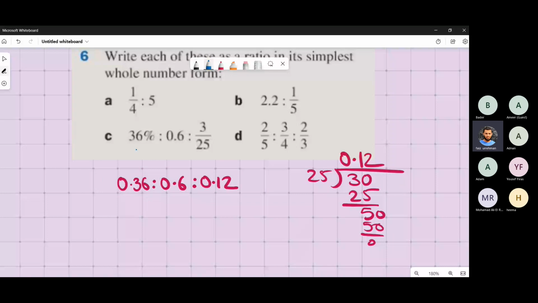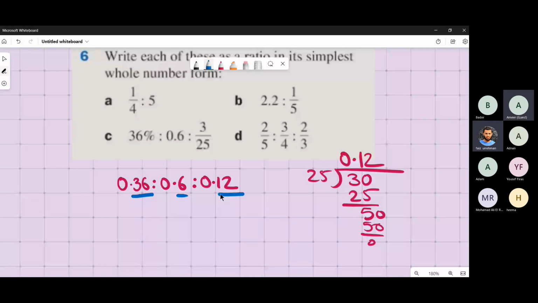So 36% is 0.36. This was already decimal, not a big deal. So this I just did 3 divided by 25, so I got 0.12. Now let's try to remove their decimals. So what is the minimum number? See, here there are 2 decimals, here there is 1 decimal, here there are 2. So what is the biggest number we need to multiply by? 100.